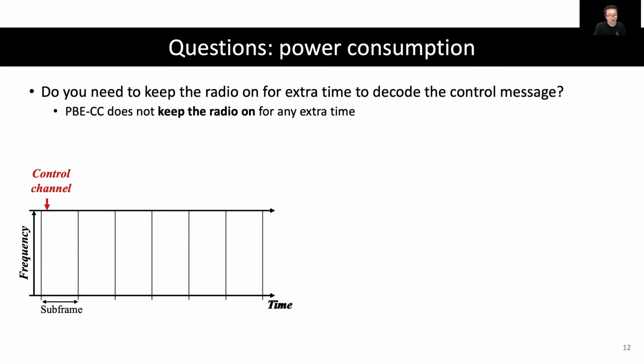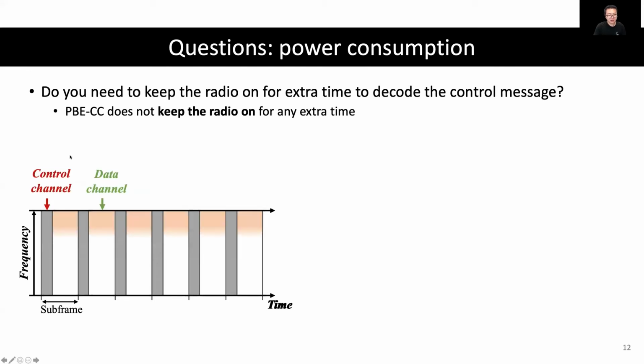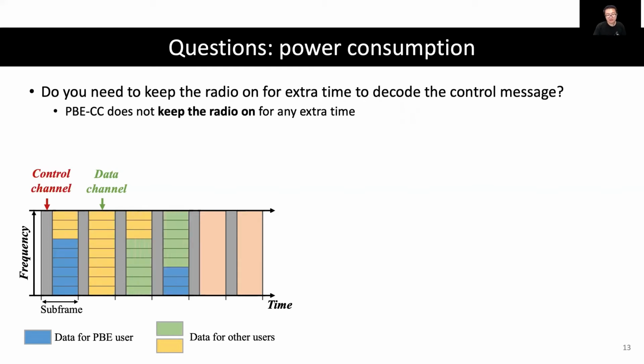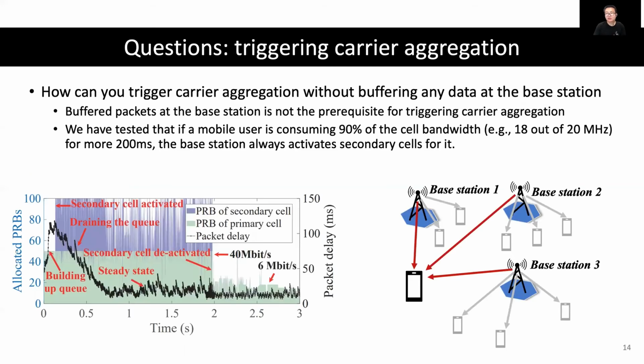Specifically, let's look at the structure of the LTE subframes, which is divided into a control channel and a data channel. Every user has to decode the control channel first before decoding the data channel. The reason is to get the number of allocated PRBs for itself. Even though the base station may allocate 0 PRB for one user in any subframe, the user has to keep the radio on to listen to the control channel of every subframe. So PBE doesn't keep the radio on for extra time.